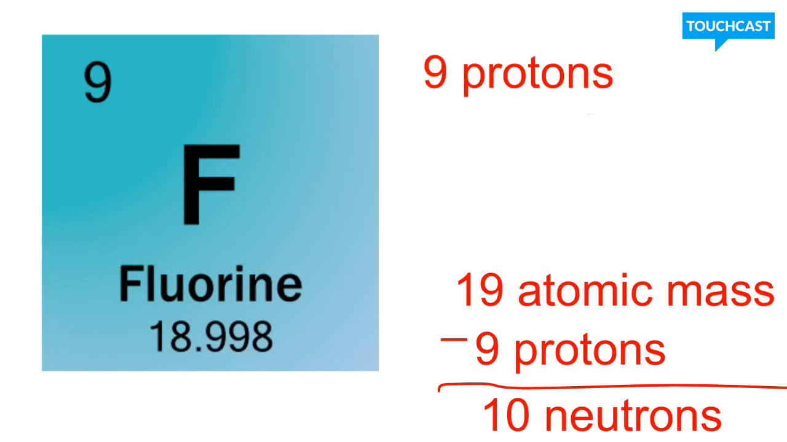Alright, and there's the example. Basically, you take the atomic mass, which rounded up to 19, subtract it by your 9 protons, and that will give you 10 neutrons.